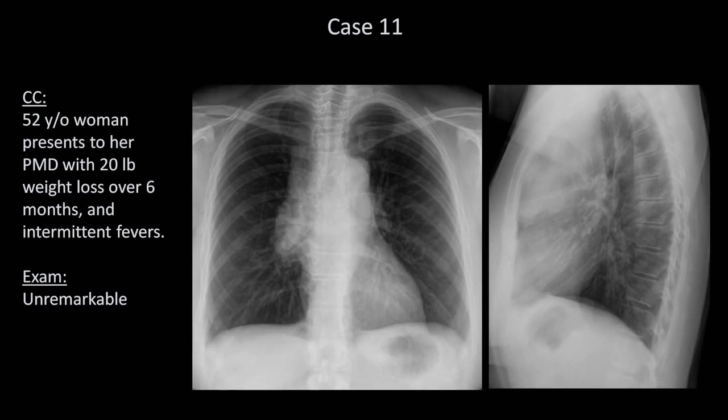Case 11. A 52-year-old woman presents to her primary care doctor with a 20-pound weight loss over 6 months and intermittent fevers. In the interest of expediency, I'm going to defer the systematic method for this case, though I would still encourage you to examine each film systematically.